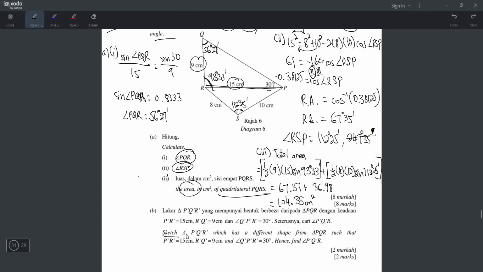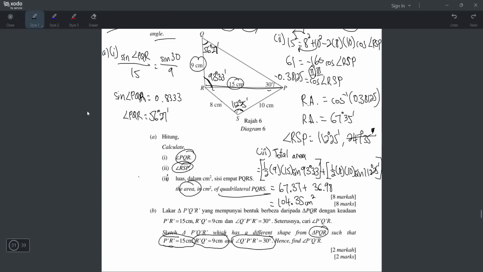Okay, they say sketch triangle P prime, Q prime, R prime, which has a different shape from PQR. So which triangle has the ambiguous case? The PQR triangle. So the PQR triangle is referring to this one, right? Okay, let's see what the condition is. So different shape from PQR such that P prime R prime is 15, R prime Q prime is 9, angle Q prime P prime R prime is 30, find angle P prime Q prime R. So first we have to sketch.